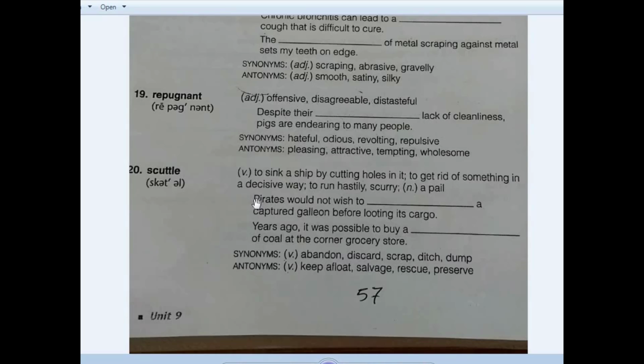A sentence: pirates would not wish to scuttle a captured galleon before loading its cargo. Another sentence: years ago, it was possible to buy a scuttle of coal, a container of coal, at the corner grocery store. Synonym: to abandon or ditch, to put it down, to make it fall down. Antonym: keep afloat, or rescue.